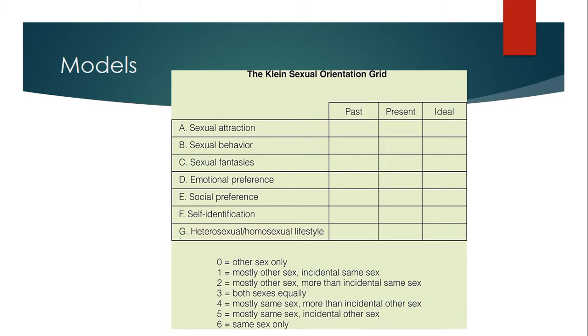So then the Klein grid kind of fixes those problems a little bit, because it includes past, present, and then ideal. So even if it's something that you haven't actually experienced in a behavior, if it's something that you have a fantasy about, or something that you just have an attraction to that you haven't actually acted on, then that would go in that ideal category. And it does have the range, again, just like we saw with Kinsey, but it just adds in that it could be an ideal that hasn't actually happened, but it's something that you've thought about. So it's a little bit more accurate when we look at Klein's orientation grid.